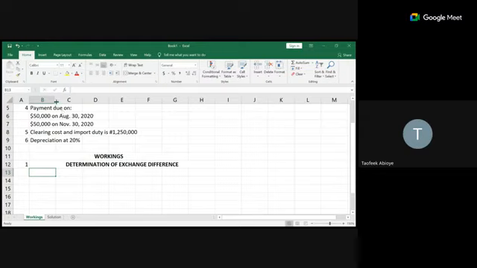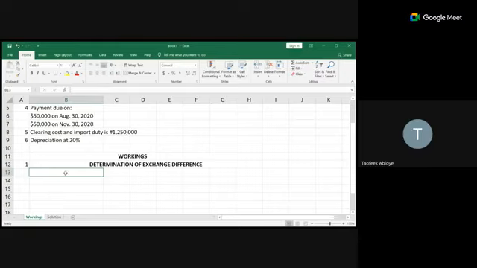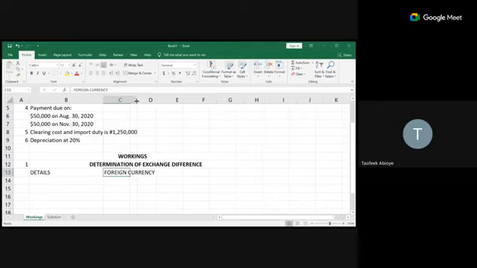This number 1 is going to be your particulars. You can call it particulars or details. Let's use capital letters. Then we have 2 currencies. We can call this one foreign currency.